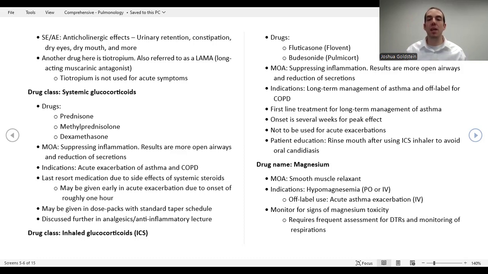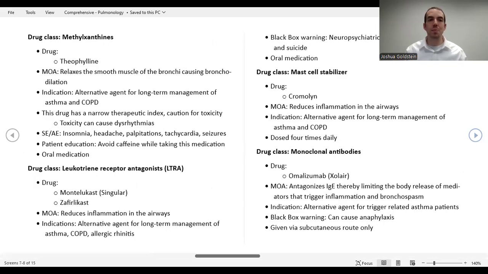The major adverse effect of this drug is that if they get mag toxic, if they have too much magnesium, then their respiratory rate can drop to zero because their smooth muscles are so relaxed that the diaphragm is no longer even functioning. And we discuss magnesium further in the electrolytes lecture.